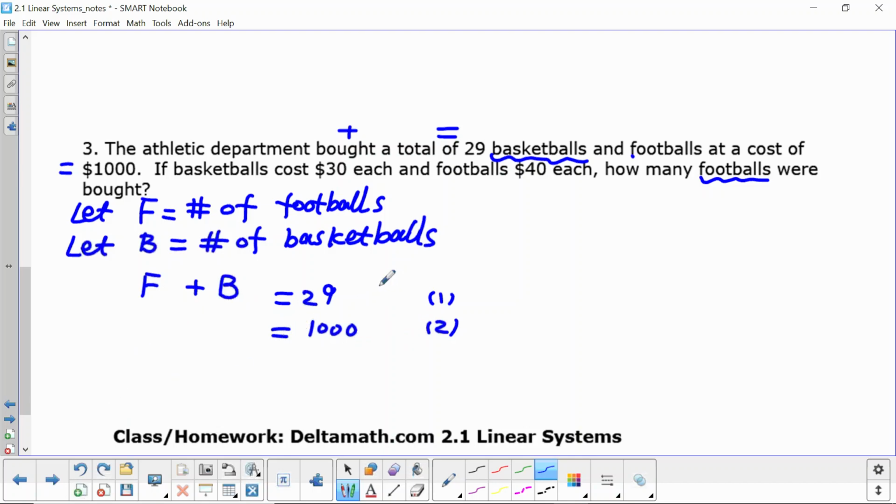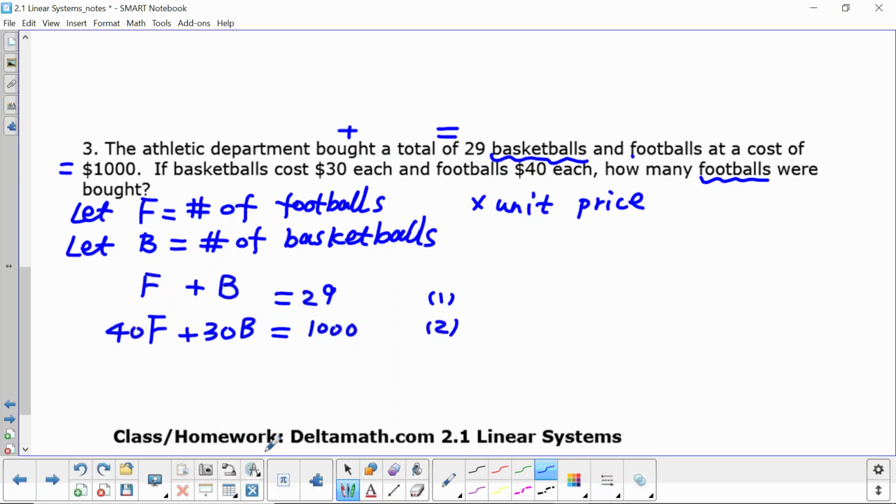And the second equation is regarding the cost. So for the cost, again, it is quantity times unit price. Then you will have the cost. So F and B, they are quantities. So this quantity times cost, $30, and you have B basketballs, then you times them, so 30B. And you have 40 for footballs. 40 times 1 football unit price, then it will give you the cost.